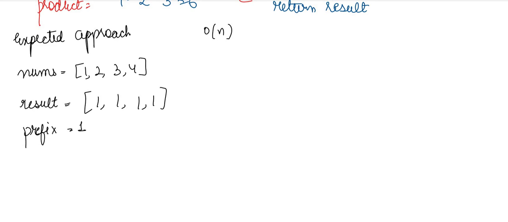Got it? So what we have to do every time is, in the i value, we will run from 0 to n. For example, first of all i value is 0. At that time what will be the prefix?